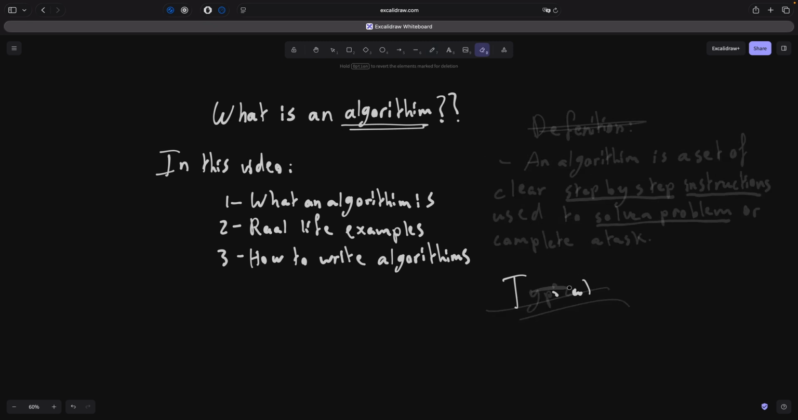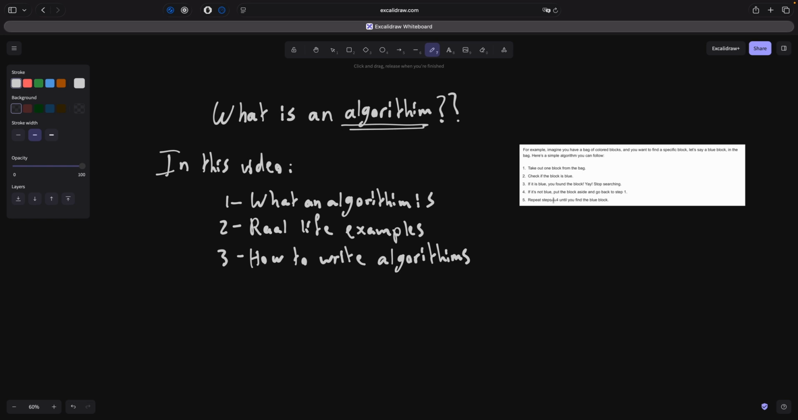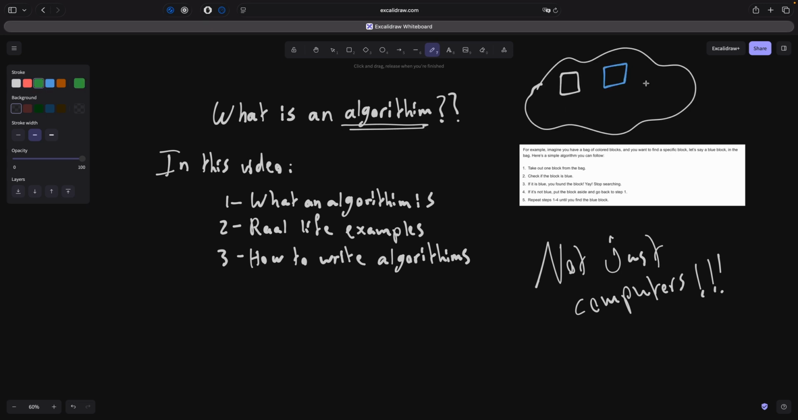Algorithms are not just used in programming. We actually follow algorithms every day without realizing it. Let's look at a simple example. Imagine we have a bag. Let's say we want to find a blue block. Here's an algorithm we could follow to do that.